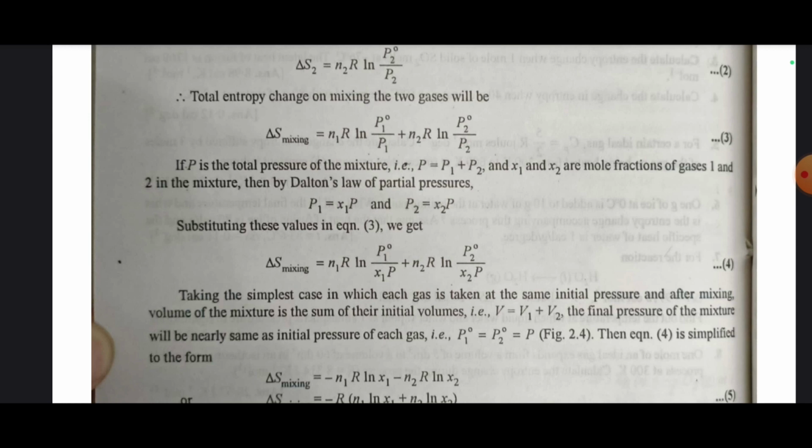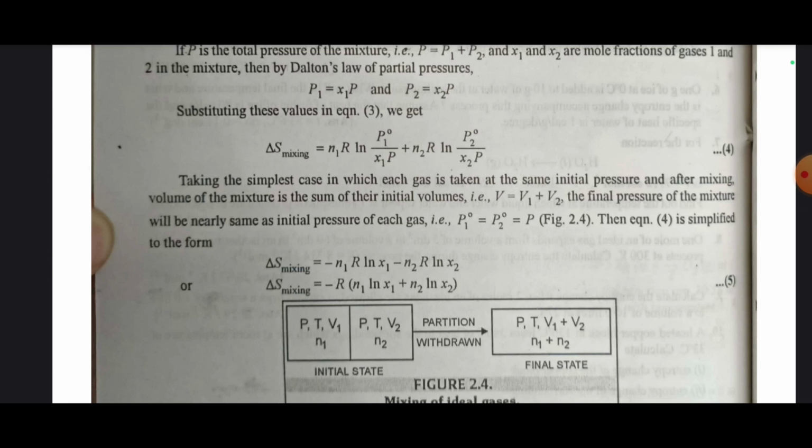Substituting these values in equation 3, we get ΔS mixing is equal to n1R ln of P1⁰ by x1P plus n2R into ln of P2⁰ by x2P, which is equation 4. Taking the simplest case in which each gas is taken at the same initial pressure and after mixing, the volume of the mixture is the sum of the initial volumes, that is V is equal to V1 plus V2. The final pressure of the mixture will be nearly the same as the initial pressure of each gas, that is P1⁰ is equal to P2⁰ is equal to P.